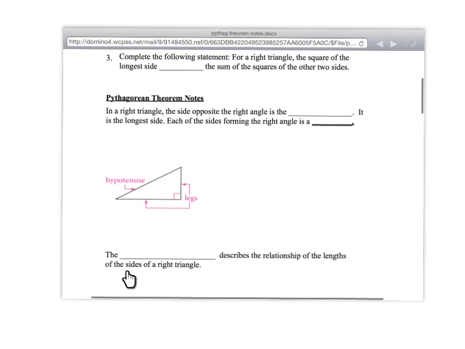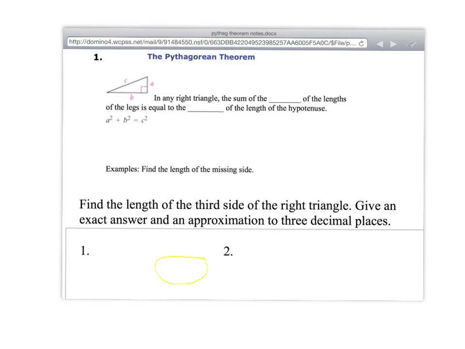And lastly, the Pythagorean theorem describes the relationship of the lengths of the sides of a right triangle. It is very important that you know that this is a relationship for just right triangles. Let me try that again. Follow along as I read, please. And you need to write down everything that I am pointing to.